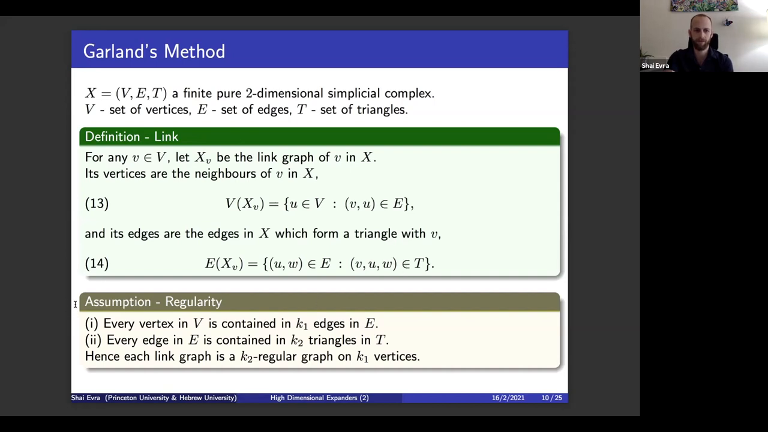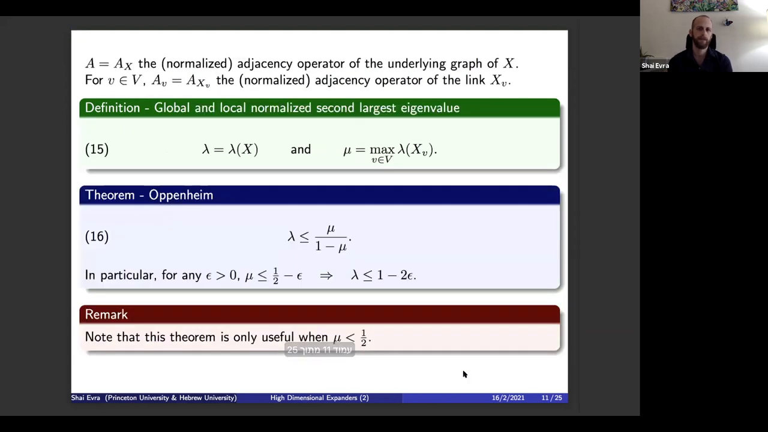And from now on, even though the theorem can be made to work without this assumption, for simplicity's sake, I'll just assume that X is completely regular. Every vertex is contained in precisely K1 edges, and every edge is contained in precisely K2 triangles. And so every link graph is a K2-regular graph on K1 vertices. To the complex, we can associate the normalized adjacency operator of its underlying graph, denoted by A. And for any vertex V, A_V will be the normalized adjacency operator of the link.